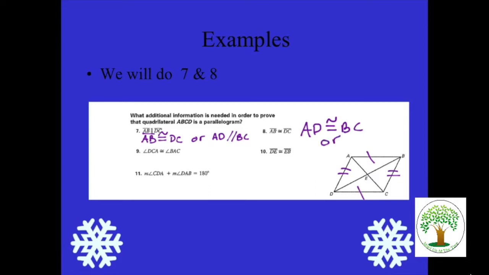Or line AB parallel to line DC. So we could say that AB is parallel to DC. Oh man, I better fix it before I get in trouble. All right, it was BC. Okay. No, DC. Is that okay?